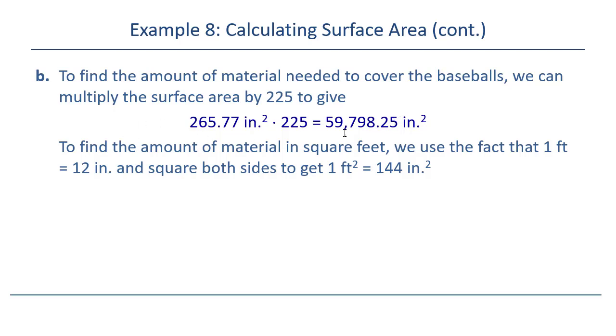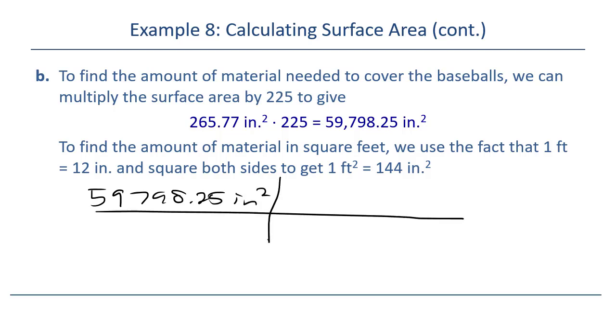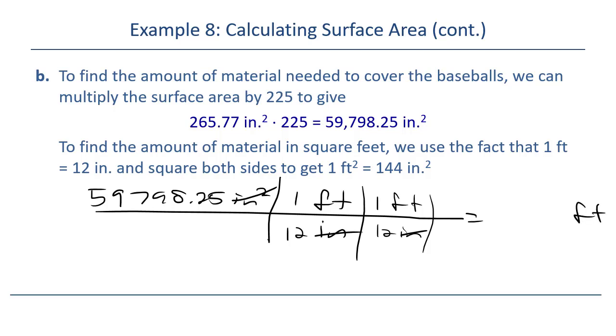Now, to find the amount of material in square feet, we have to do that conversion line technique again. We've got 59798.25 inches squared. We need to convert that to feet. So I know I need to bring in feet and get rid of inches, because they need to cancel. And 1 foot is 12 inches. But that's only one of them. I've got to do it twice because it's squared. So 1 foot over 12 inches. And now these 2 inches cancel with inches squared, and my answer is going to be in square feet.